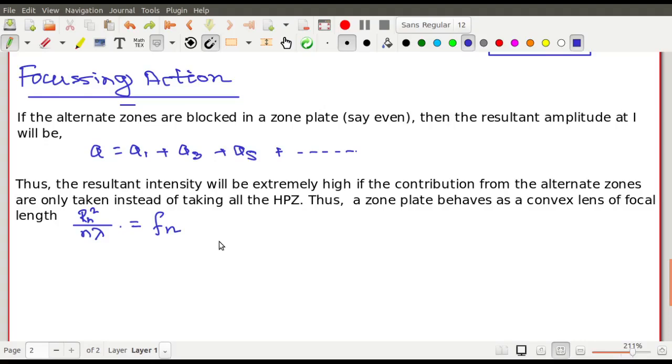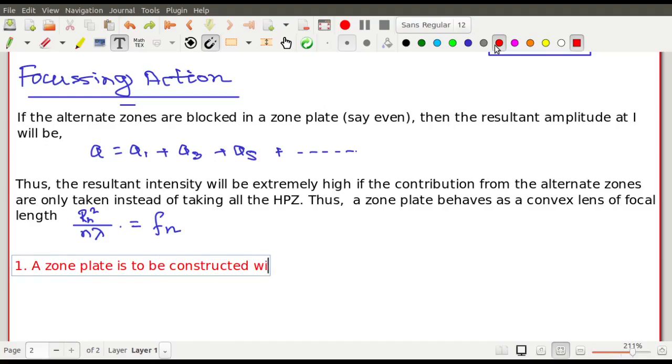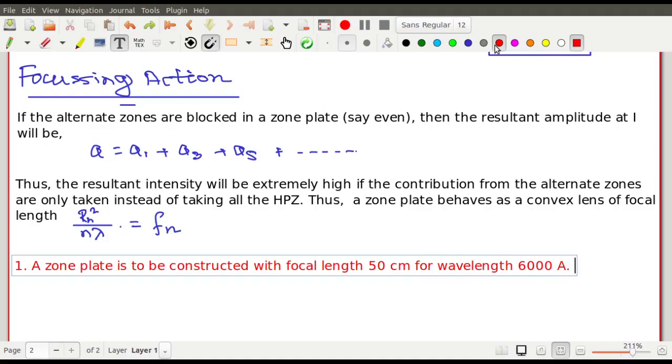আচ্ছা, so just I put a problem over here, a very straightforward problem. একটা straightforward problem এখানে আমি দেখাচ্ছি তোমাকে। So সেটা হচ্ছে a zone plate is to be constructed with focal length 50 centimeter for wavelength 6000 angstrom. Okay, 6000 angstrom. Calculate the radius of the first zone.